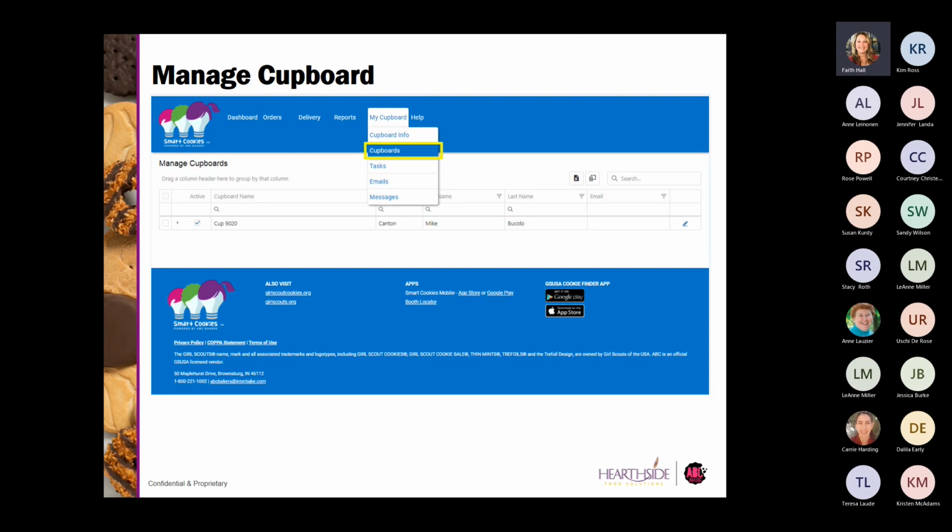So start and end times are broken down into hour increments, and the cupboard manager can determine how many troops can also arrive during those time slots. So you can set a maximum allowed number of troops in this field as well. If you leave that field empty, then it allows for any number of troops to schedule within an hour time slot.